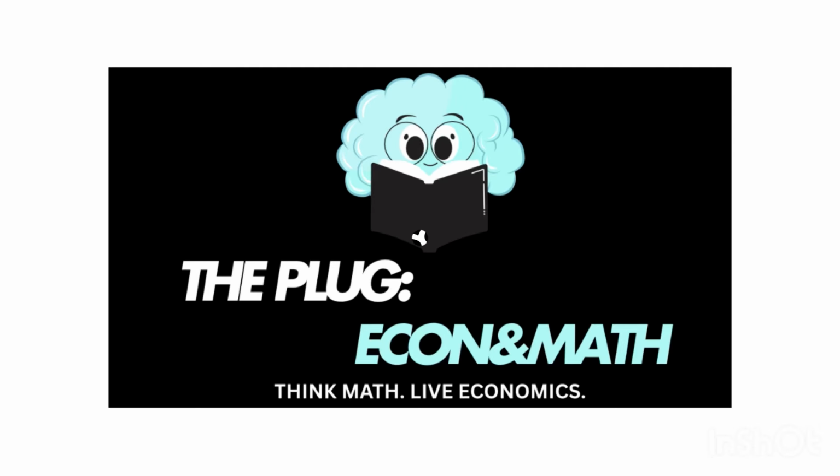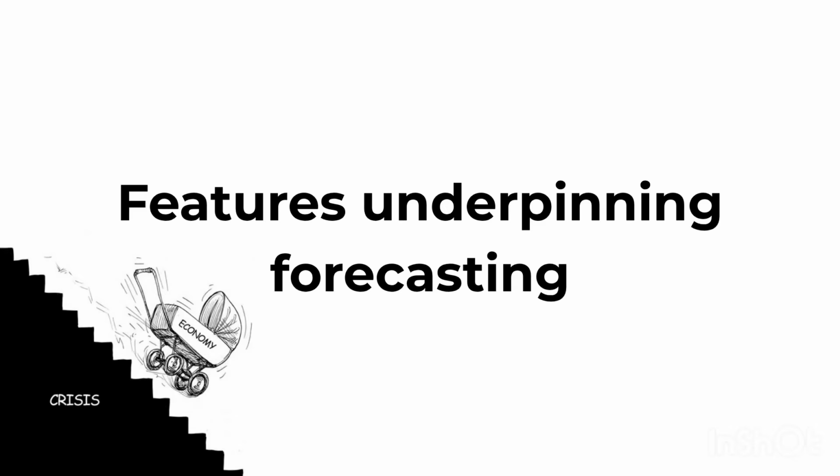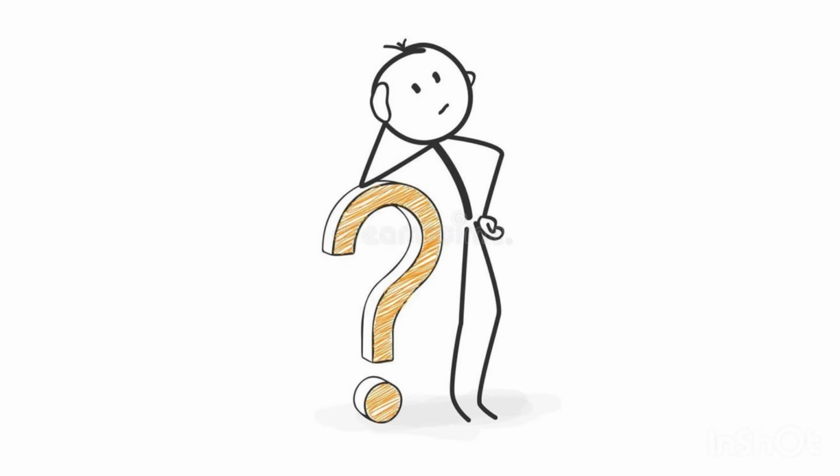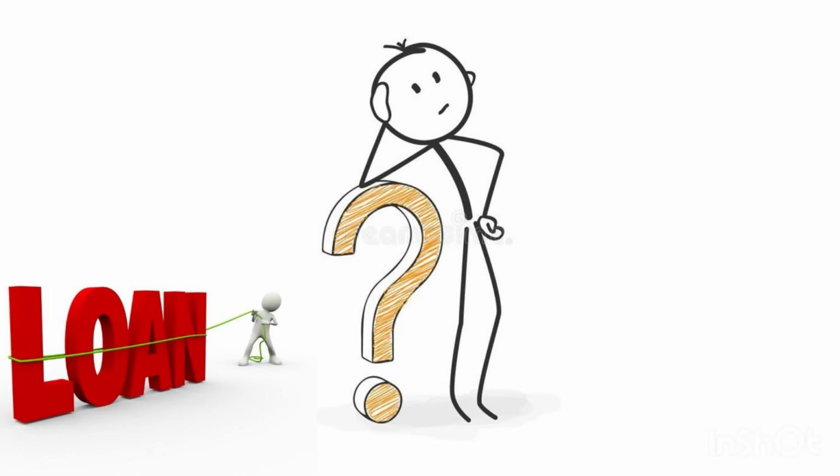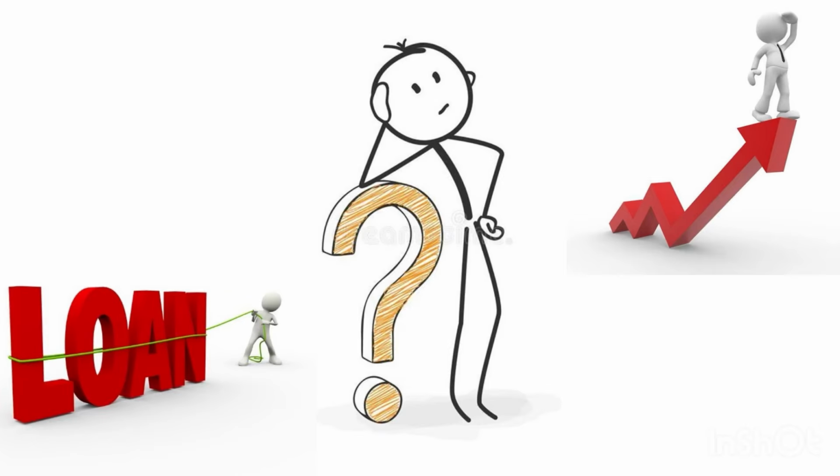In today's video, we are continuing with our business cycle series, focusing on something really interesting, the features underpinning forecasting. Basically how economists predict what might happen next in the economy. Think about it. It is often helpful to be able to predict future events. For example, it may be useful for someone who is about to take out a large sum of loan to know what the interest rate will be in the next 6 months.